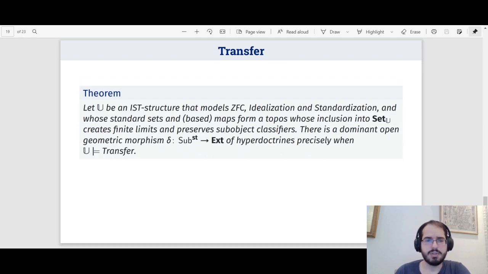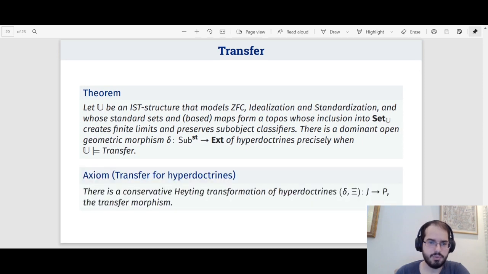So the relevant result here is that if I happen to have a model of IST, actually a structure that satisfies all of the axioms except for transfer, and whose standard sets and base maps, those are just standard maps that map standard elements to standard elements, form a topos with an inclusion that creates finite limits and preserves subobject classifiers, then transfer holds in that model precisely if there is a dominant open geometric morphism of hyperdoctrines between one of the triposes and X. So the one corresponding to the fixed points of the standardization operator.